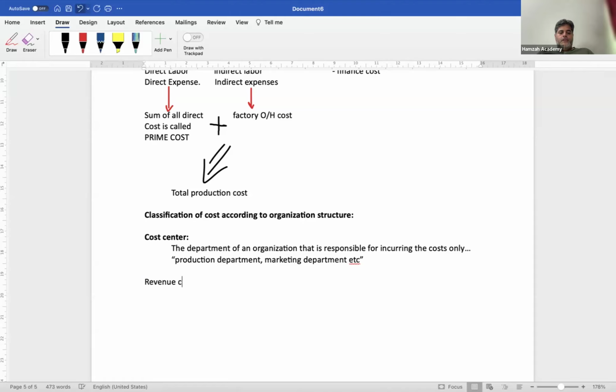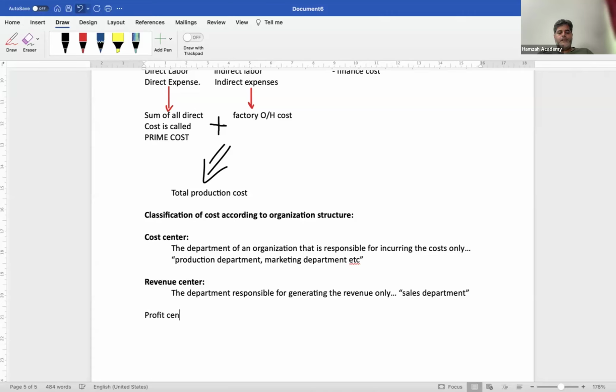Then we have the revenue center with us. Now, this is the department which is responsible for generating the revenue only. Like, for example, the sales department. So, the department which is responsible for generating the revenue is something which we call the revenue center.